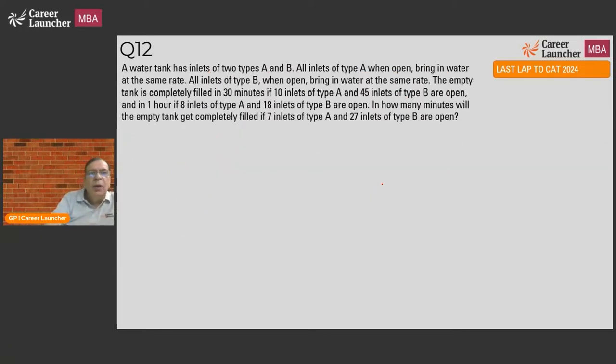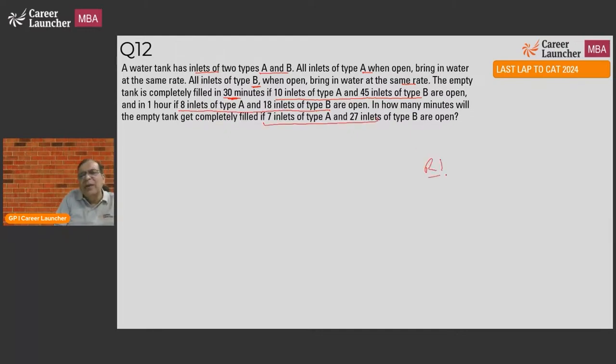Okay. Question 12. Water tank. Again, arithmetic, time and work. A water tank has inlets of two types, A and B. All inlets of type A when open bring in water at the same rate. All inlets of type B when open bring in water at the same rate. The tank is completely filled in 30 minutes if 10 inlets of type A and 45 inlets of type B are open. And 1 hour if 8 inlets of type A and 18 inlets of type B are open. In how many minutes will the tank get completely filled if?